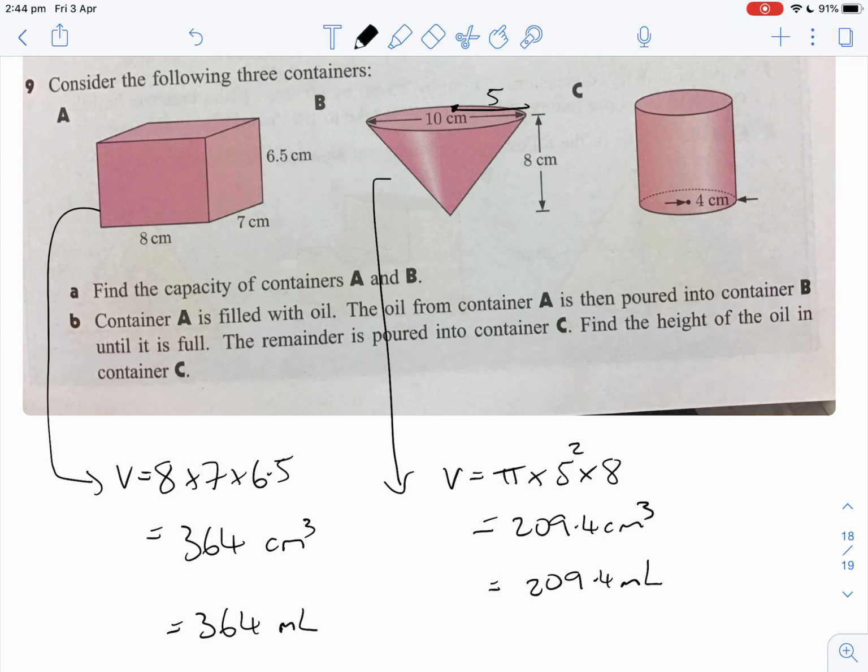Your last one is a cylinder, so the same sort of deal. To get the volume, you're going to go pi times your radius, which is 4. Oh, now we haven't got the height here, so pi r squared times the height. Now this was a trick one.